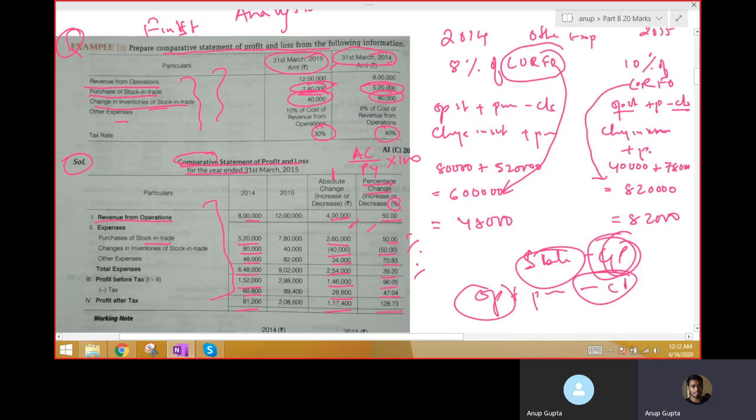Opening stock minus closing stock is also known as changes in inventory. So we have taken changes in inventory plus purchases in both cases to find cost of revenue from operation, and then there is a percentage. We calculate the percentage of cost of revenue from operation to get the other expenses. Okay. If you still have a doubt, you can ask in the comment below.